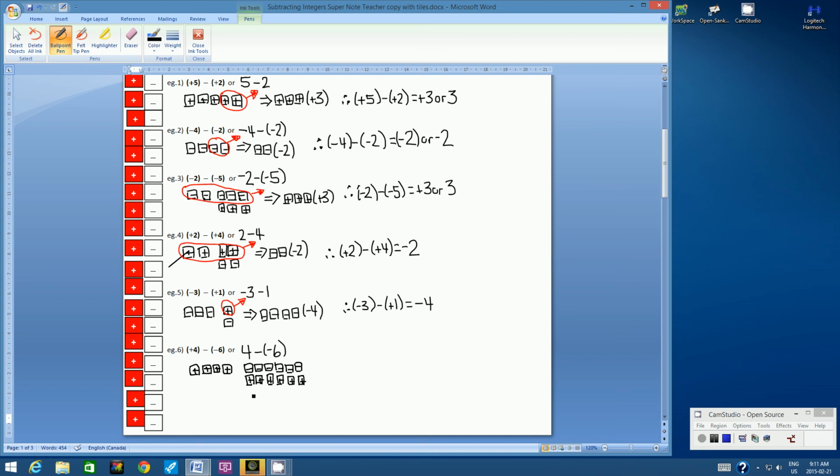Now before I do anything, ask yourself, have I changed the first integer? The first integer is positive 4. Does this diagram still represent positive 4? Yes, it does. It has 4 positive tiles and 6 0 models. So step number 4, we don't circle the 0 models, but we take away or remove the second integer. The second integer was negative 6. I'm going to take away all those negative tiles.